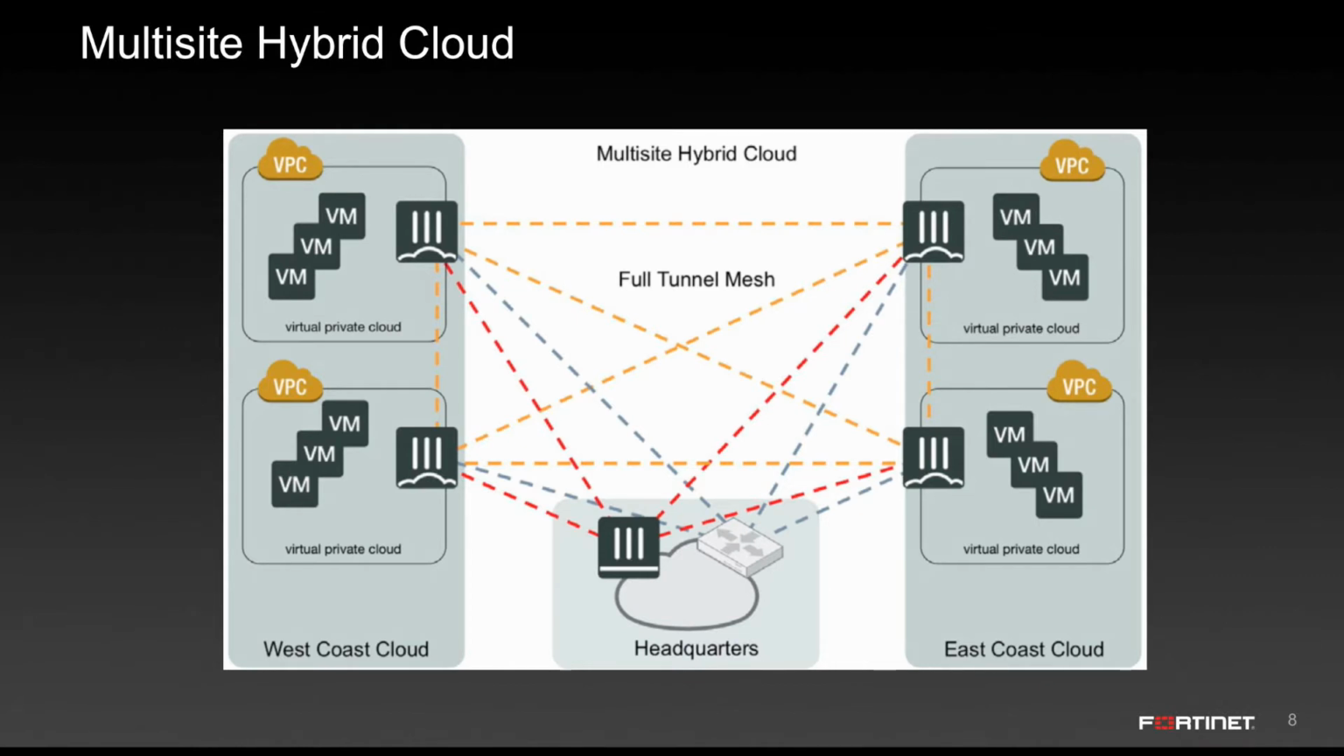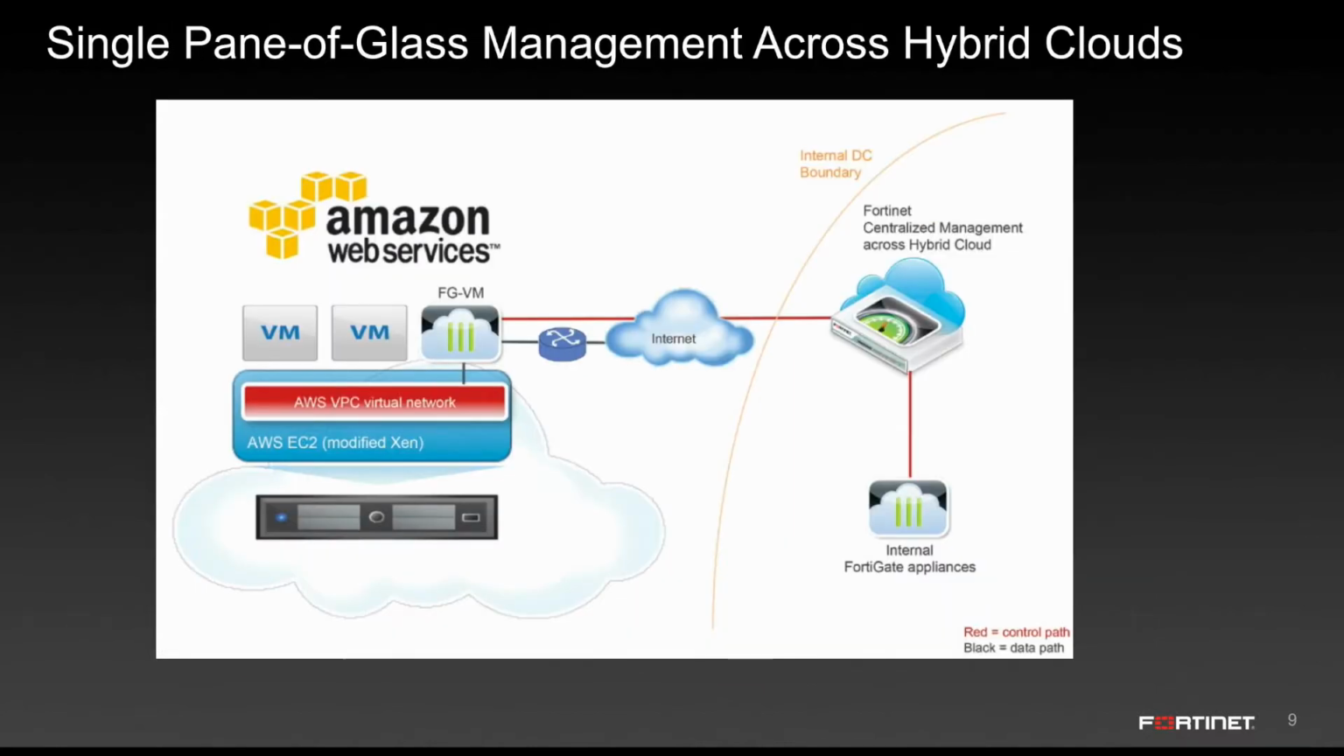You can send your logs from your physical headquarters, that might be a physical environment, to Amazon Cloud Services. So it's just a single pane of glass management across the hybrid cloud. Again, it's whether it's running on VM or Amazon Web Services, via the internet. You can have the internal data center as a boundary. We can have our centralized management systems, and again, you can use that across a hybrid cloud environment.